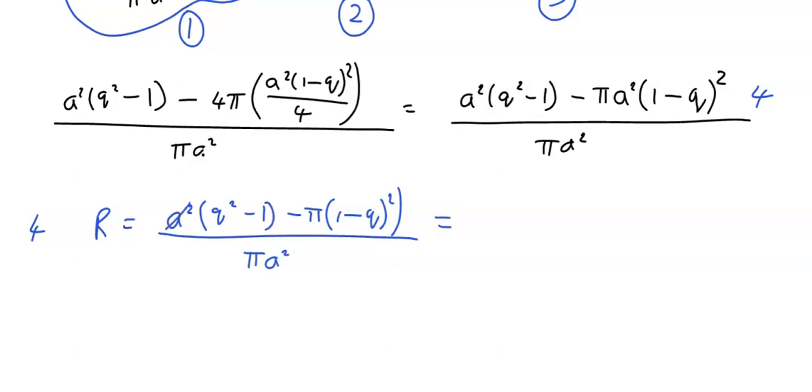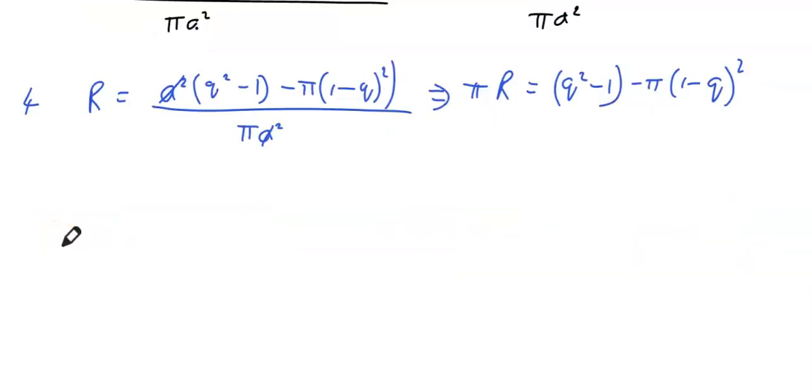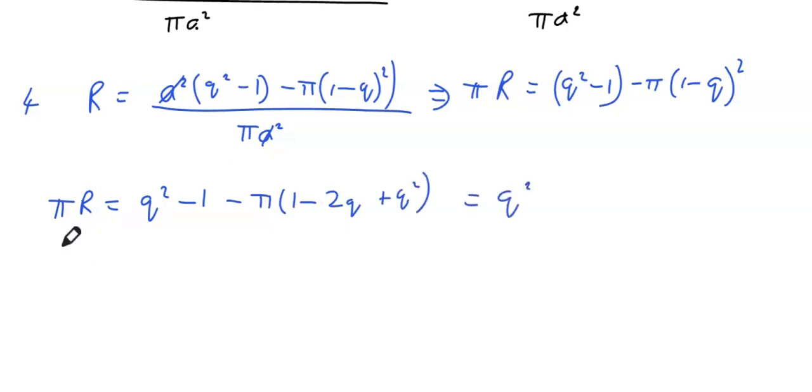And so if I cancel out the a's and I multiply both sides by pi, I get pi big R equals (q squared minus 1) minus pi (1 minus q) squared. Let's get that a bit neater, shall we? And I have to put this in a particular form, so pi R is equal to q squared minus 1 minus pi times (1 minus 2q plus q squared), which is q squared minus 1 minus pi plus 2 pi q minus pi q squared.